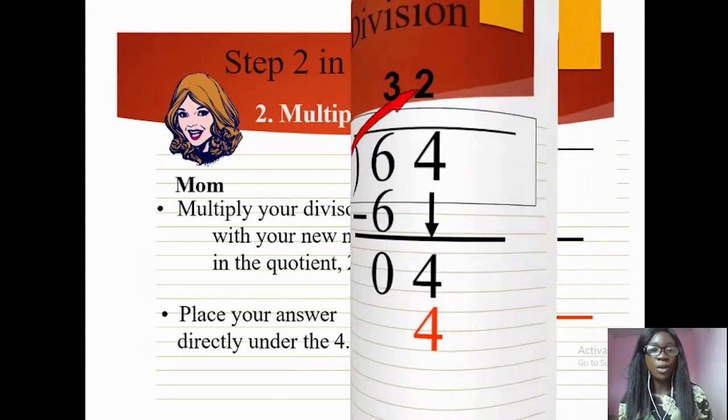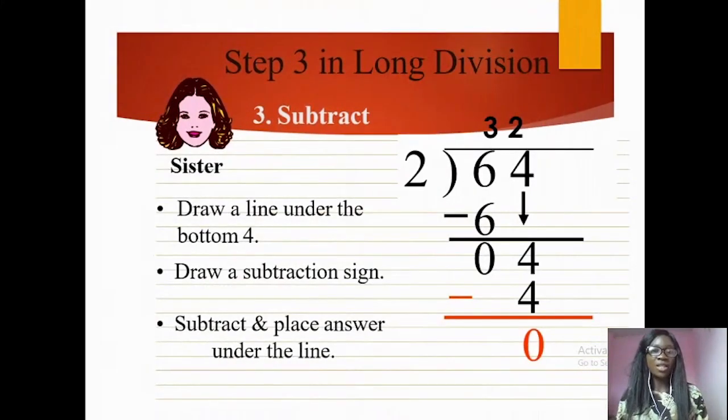So let's go with sister, which is subtraction. Sister says draw a line under the bottom of 4. So we've drawn our line, and she also says we should write our subtraction sign. We've subtracted, and 4 minus 4 gives us 0. Of course, this 0 is also already 0. So we place it under this line. We've gotten our 0.